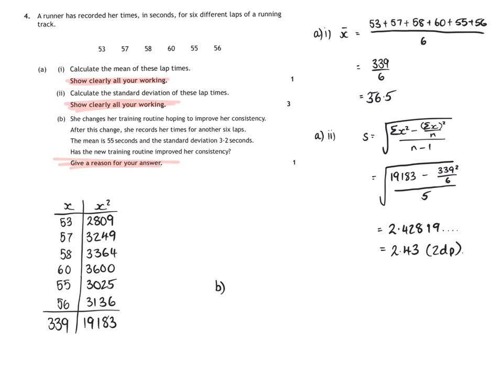Okay, so we need to know what is actually telling us about the consistency. The thing that tells us about how consistent something is, is the standard deviation. So the lower the standard deviation, the more consistent the values are. We found that her standard deviation for the first 6 laps was 2.43, and then it becomes 3.2, so it's increased. So that means the consistency has not increased. So we can say her consistency has not increased as the standard deviation is higher, or as the new standard deviation is higher.